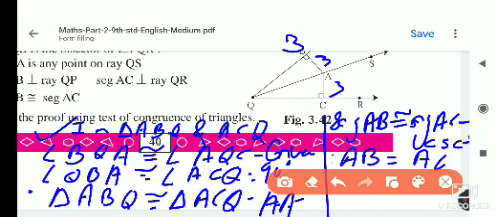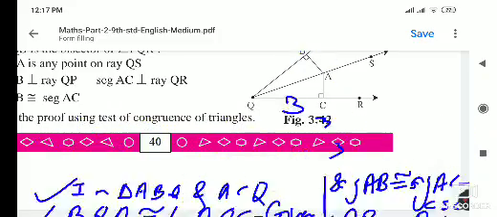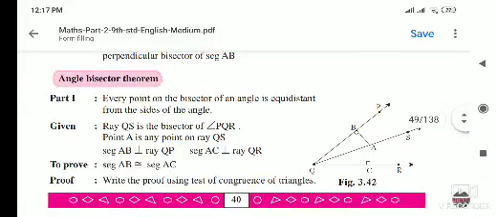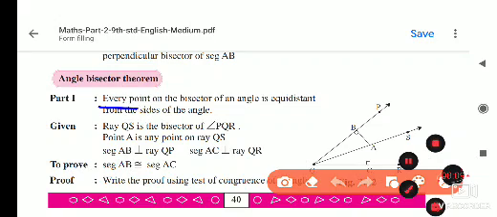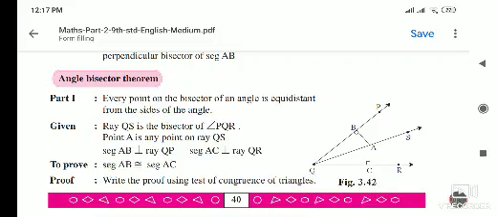And from this we can say that every point on an angle bisector of an angle is at equidistance from the two arms of the angle. So just now we proved that every point on a bisector of an angle is equidistant from the sides of an angle.